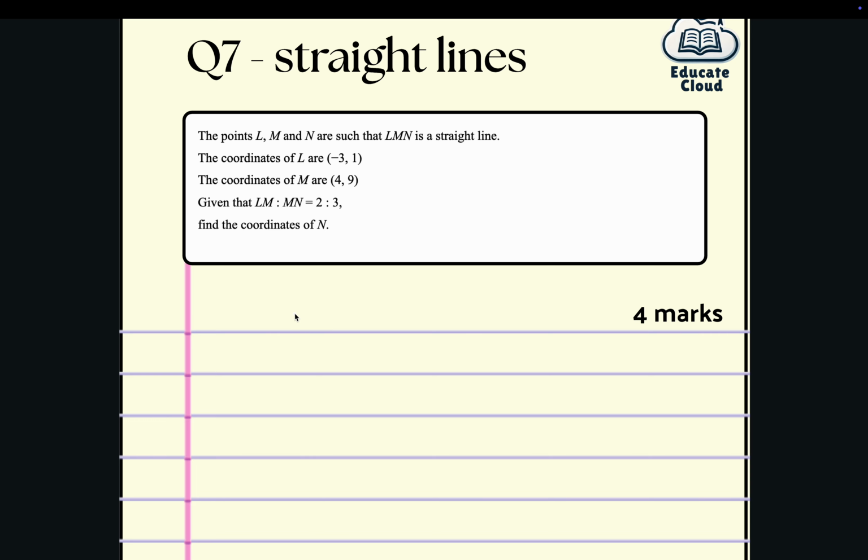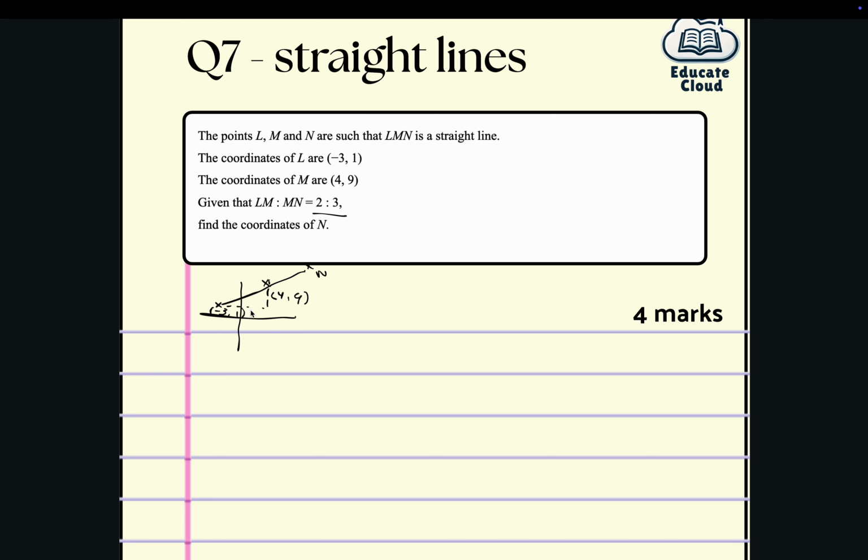But draw a diagram. So the points L and N are such that L, M and N are in a straight line. The coordinates of L are minus 3, 1, so let's say somewhere here. M is 4, 9, so here, and then it's a straight line, so we could say N, we don't know, but it's somewhere there. Okay, I always like to draw a diagram. That's minus 3, 1, that's 4, 9, and we want to find the coordinates of N if they're in the ratio 2 to 3. So firstly, we want to find the difference here and here.